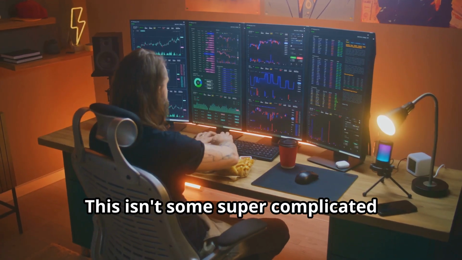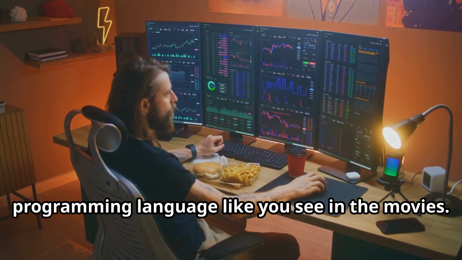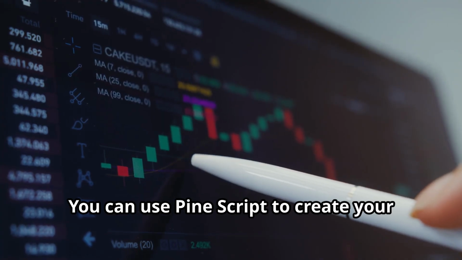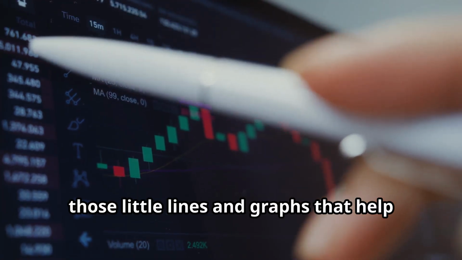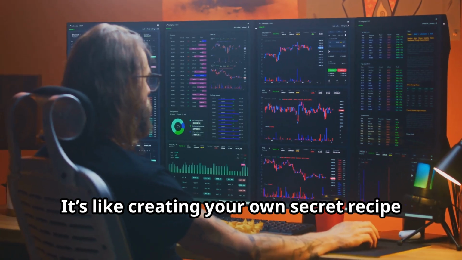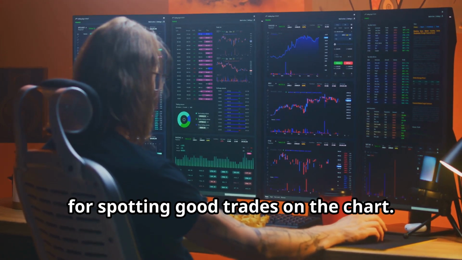This isn't some super complicated programming language like you see in the movies. It's designed specifically for traders. You can use PineScript to create your own custom indicators, those little lines and graphs that help you decide when to buy or sell. It's like creating your own secret recipe for spotting good trades on the chart.